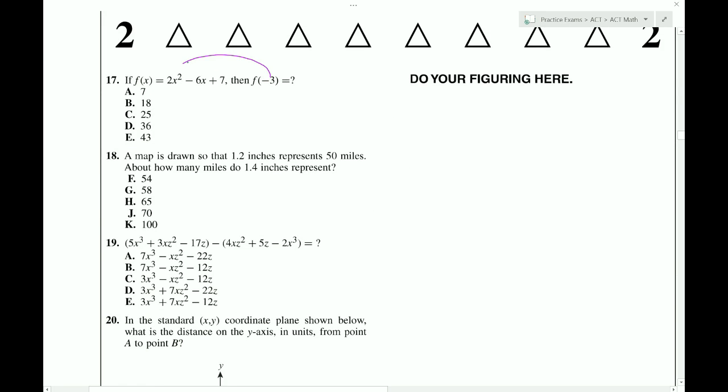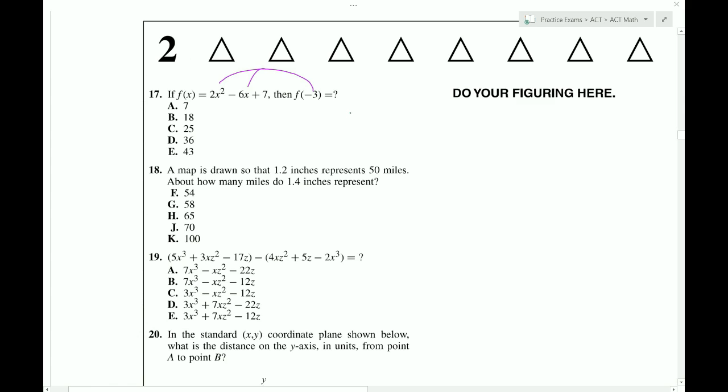What is f of negative 3? That means plug negative 3 in for x. So 2(-3) squared minus 6(-3) plus 7. Negative 3 squared is 9. 9 times 2 is 18. This becomes plus 18. So 36 and 7 is 43.